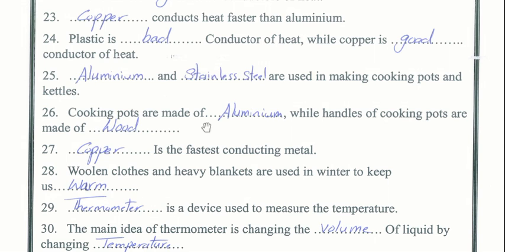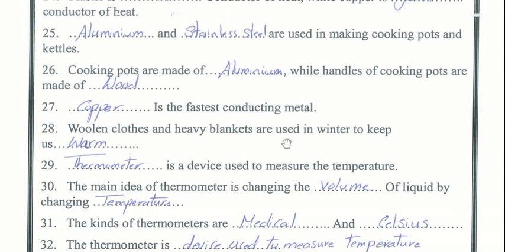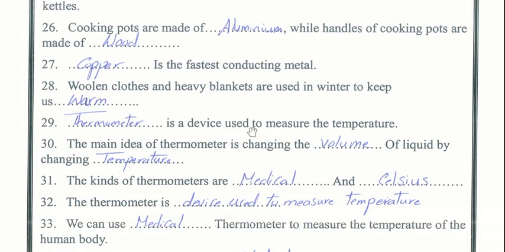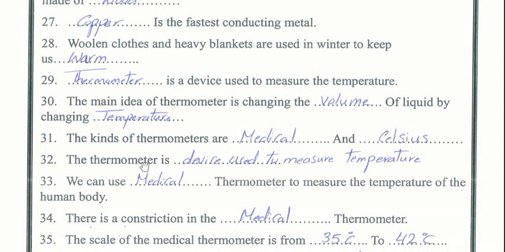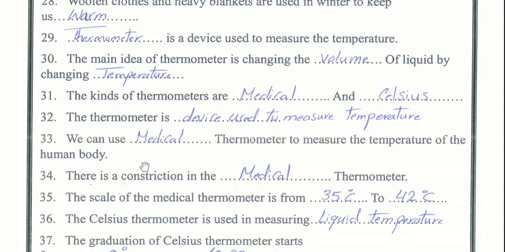28. Woolen clothes and heavy blankets are used in winter to keep us warm, to make your body warm. 29. A device used to measure temperature: thermometer. 30. The main idea of thermometer is changing volume of liquid by changing temperature, where liquid expands by heating, contracts by cooling.